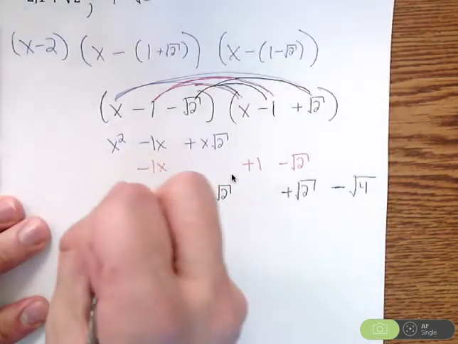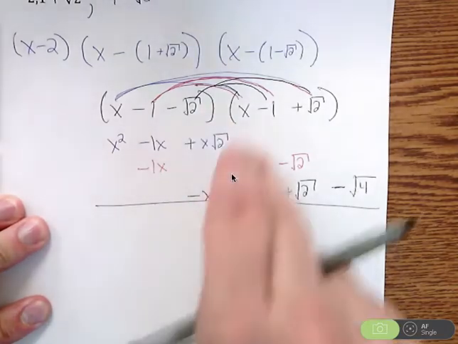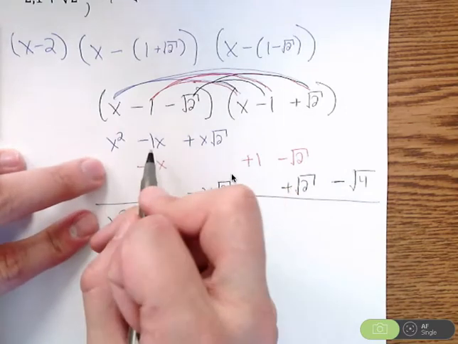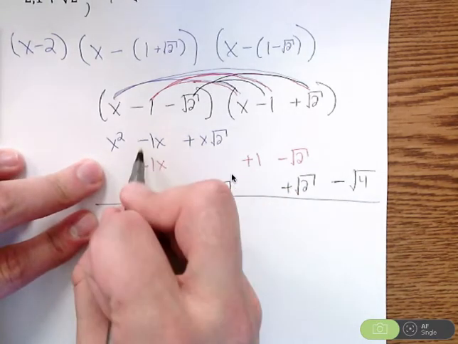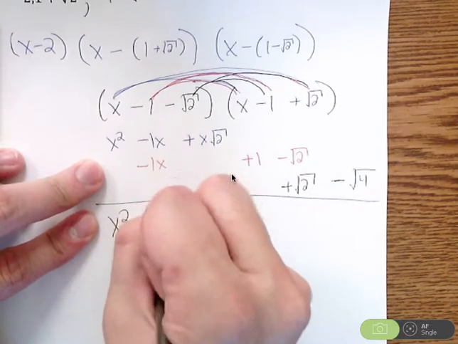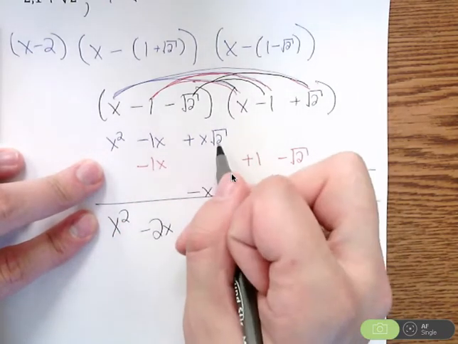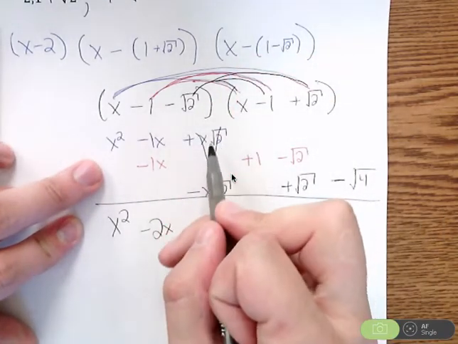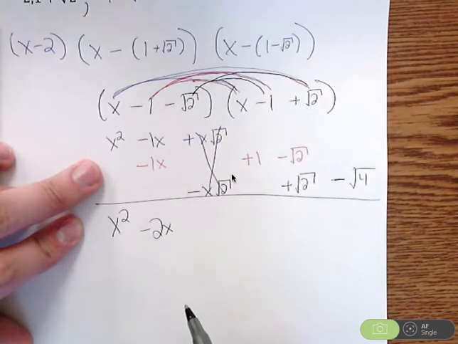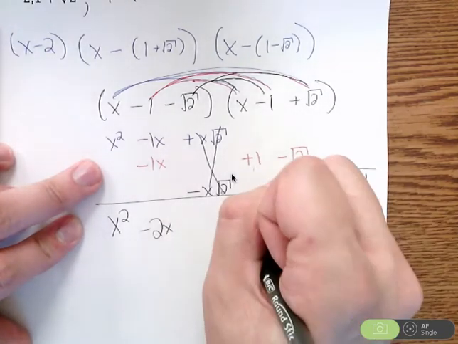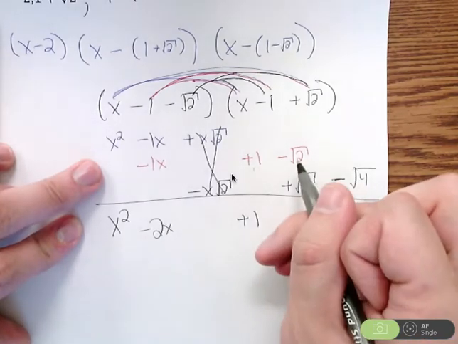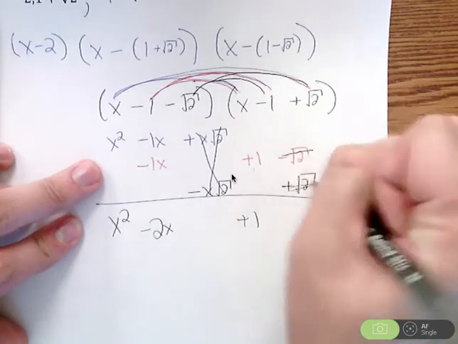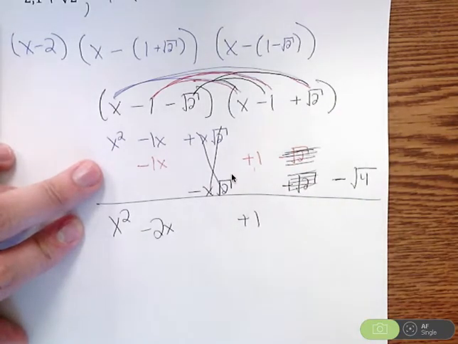Now what I can do there is I'm going to draw a line, and I'm just going to add and subtract straight down vertically. So I'm going to have an x squared, and then I have negative 1x minus 1x. Negative x and negative x is negative 2x. Positive x square root of 2 and a negative x square root of 2 are opposites of each other because we have a positive and a negative of the same thing. So that's going to be 0, so I'm going to cross that out. I have a plus 1 that comes down. And then I have a negative square root of 2 and a positive square root of 2. Again, those are going to equal 0, so those are gone.